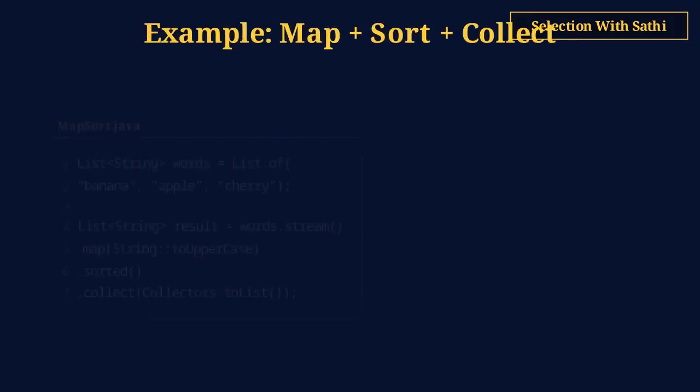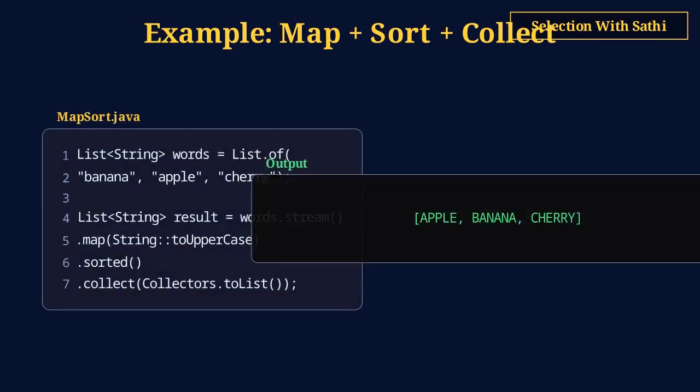Grouping with Collectors.toList. Names: Elise, Anna, Bob, Bela. stream.collect with groupingBy n.charAt(0). This groups names by their first letter. Result: A maps to Elise and Anna, B maps to Bob and Bela.